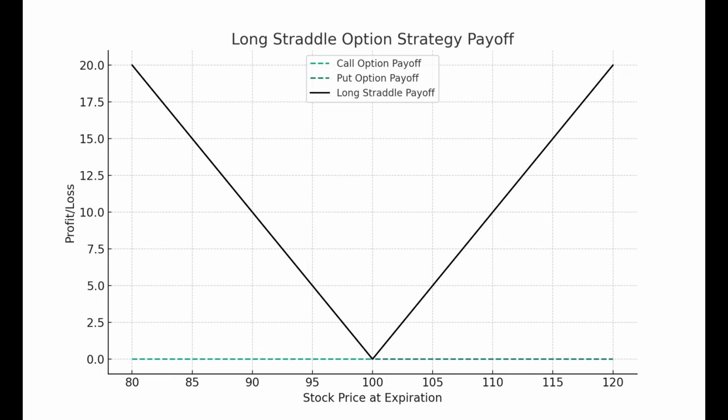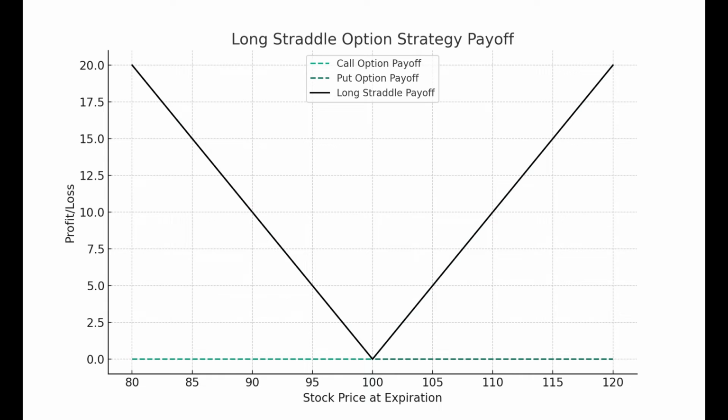So let's say you buy a call option and a put option. The strike price is 100. If that stock price experiences a big increase or decrease, the value of one of these options is going to increase, and that's going to offset the loss in the other option. This strategy allows you to benefit from significant price movement.